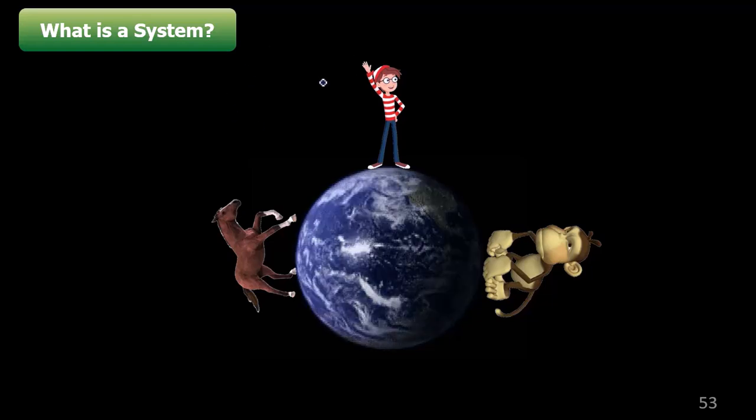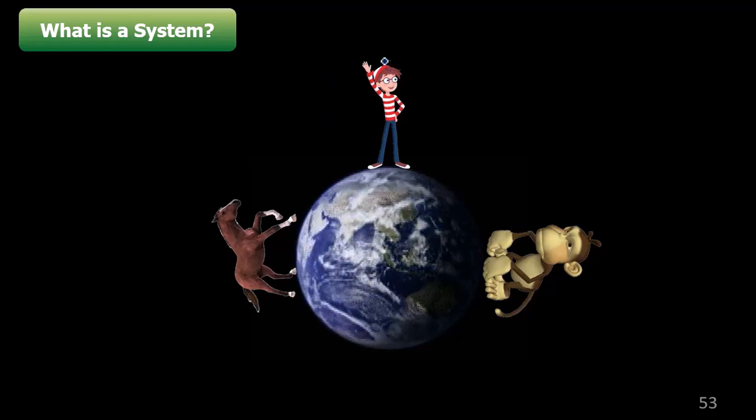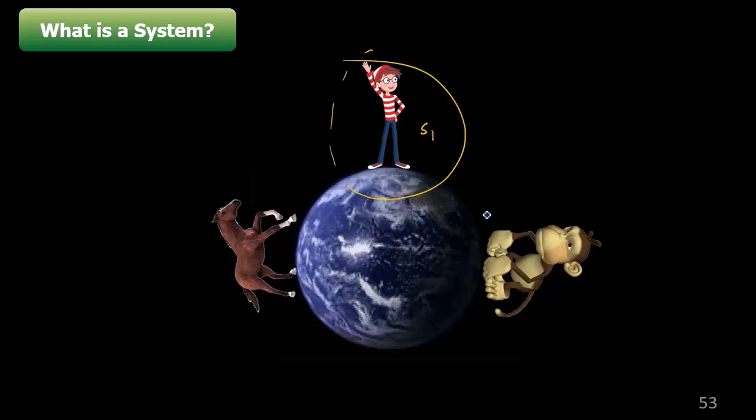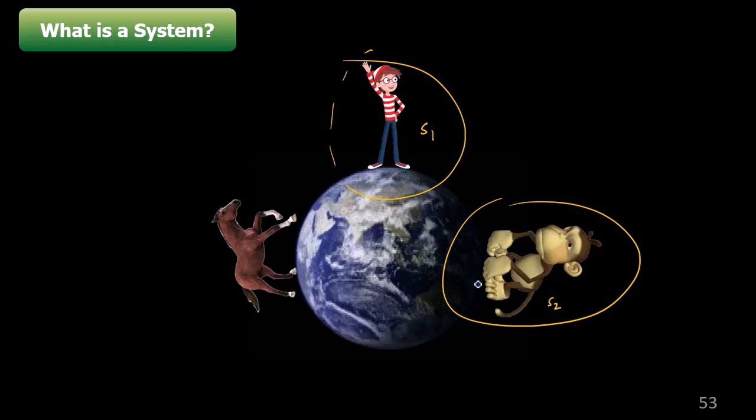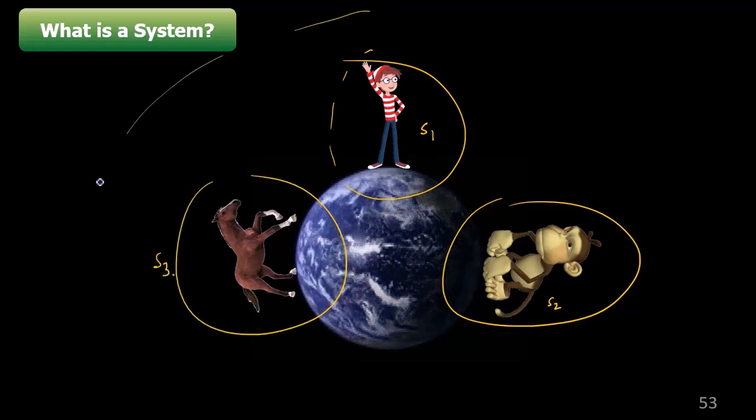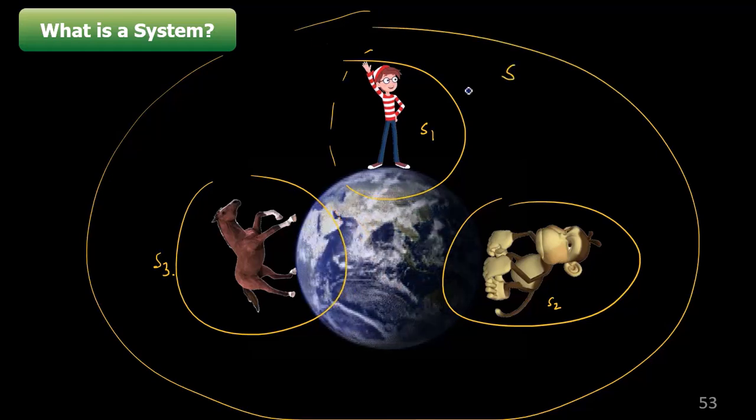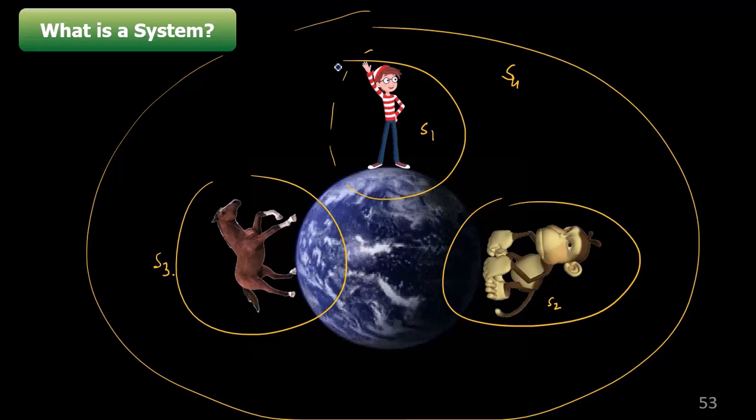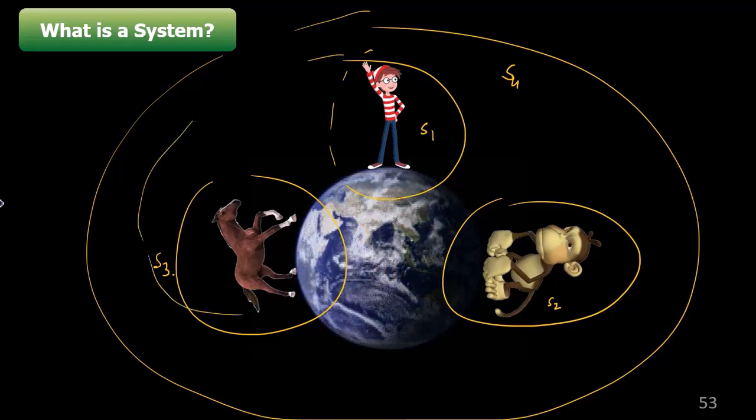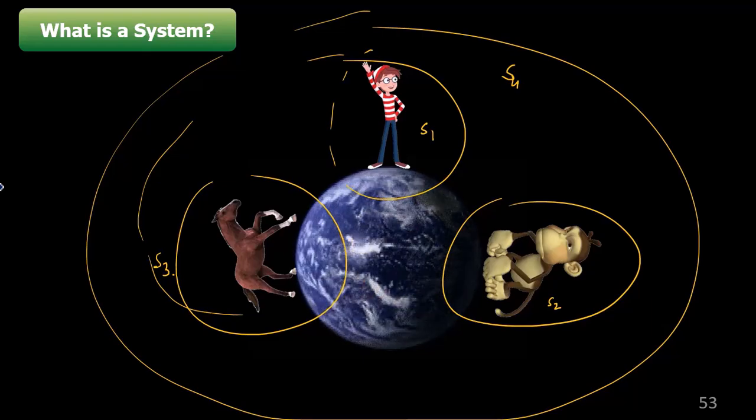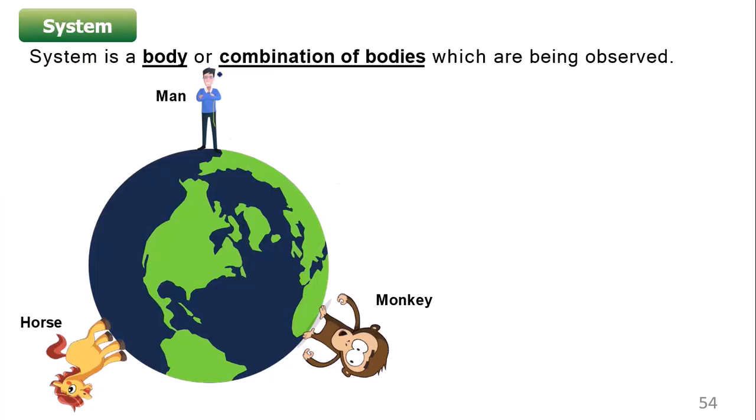So what is a system? Either I can take only one body as a system, because this is S1, this is S2, this is S3. Or a combination of the entire thing can be taken as another system, S4. Or a combination of S1 and S3 may be another system. So n number of combination systems may be there. It depends on us. A system is a body or combination of bodies which are being observed.